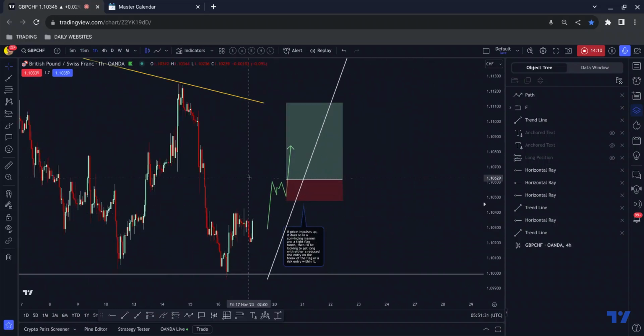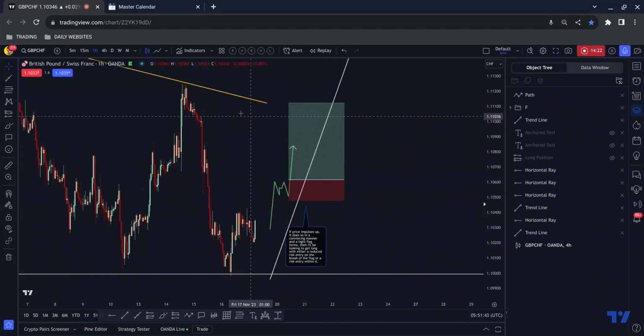But if we get the push up and the flag afterwards, then I would look to get long on the break of the flag, another flag. If we broke above that inflection point on the 15-minute chart that I was talking about, or within the flag, then I'll be able to manage it up to this trend line and up to these highs quite easily.